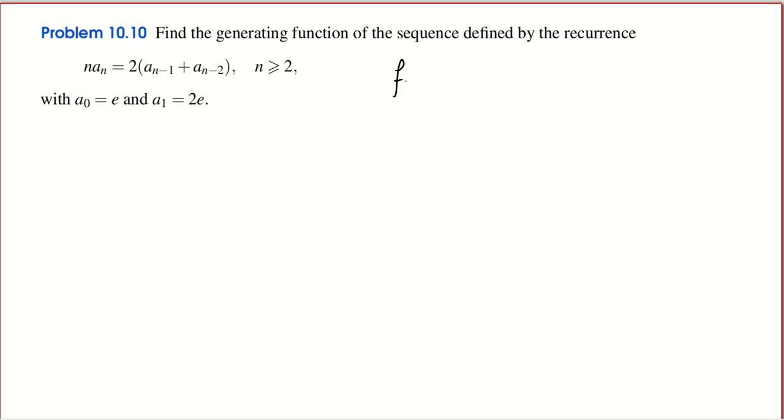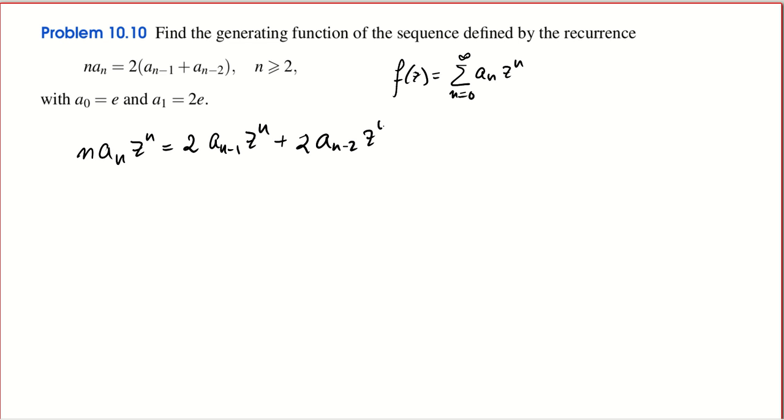Well, as usual, we're going to introduce the generating function defined like this, right? The ordinary generating function of the whole sequence. And we're going to proceed as we normally do. We multiply the whole equation by z to the n because n is the largest index. So we have 2 times a_{n-1} z^n plus 2 times a_{n-2} z^n. And now we sum over the range of valid indexes n.